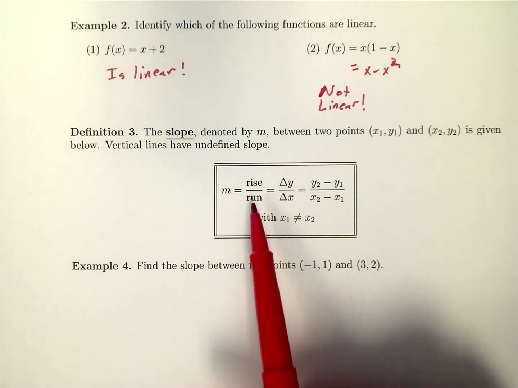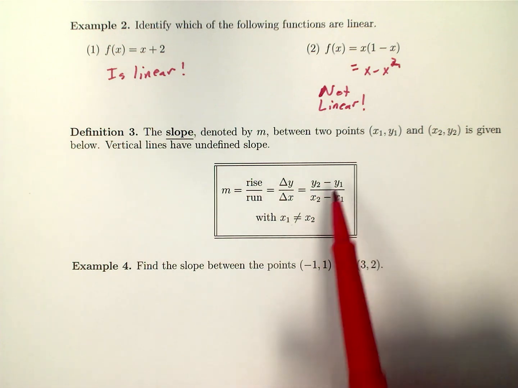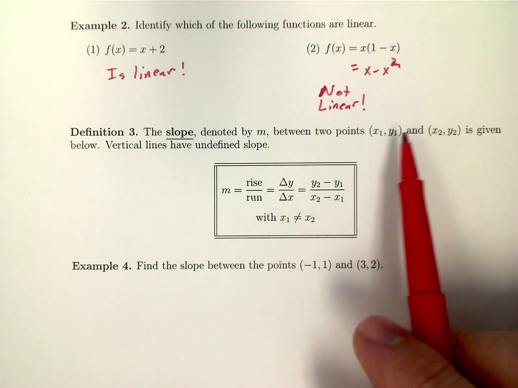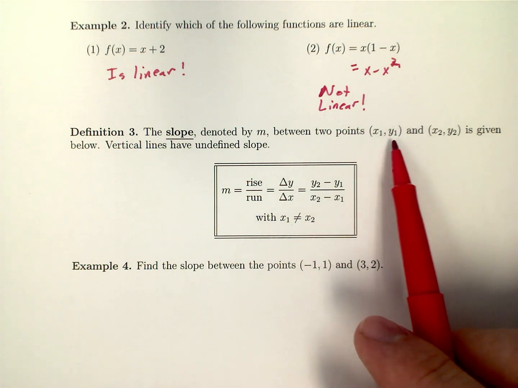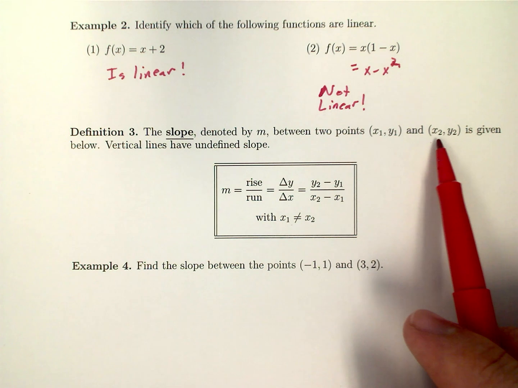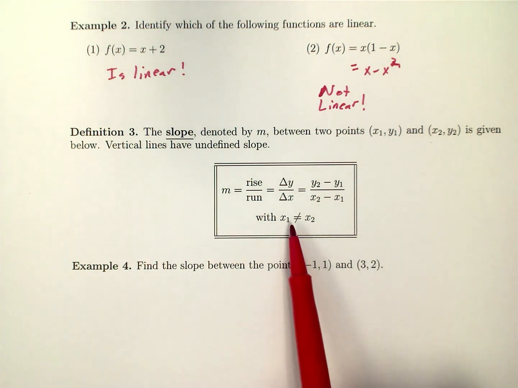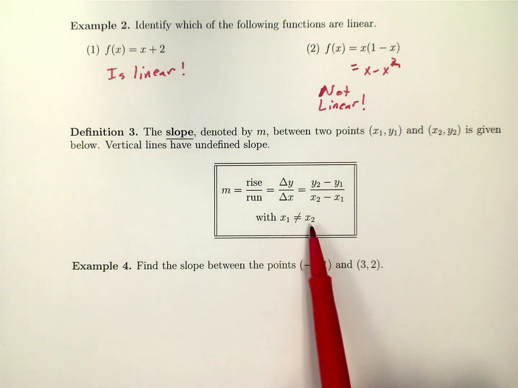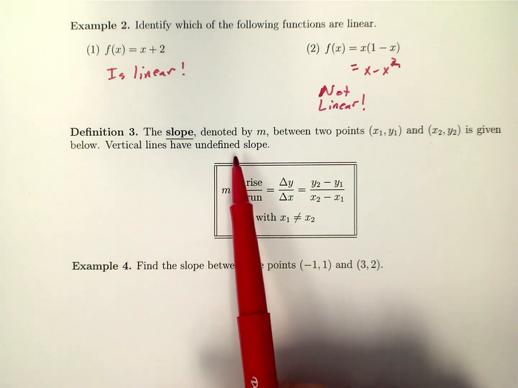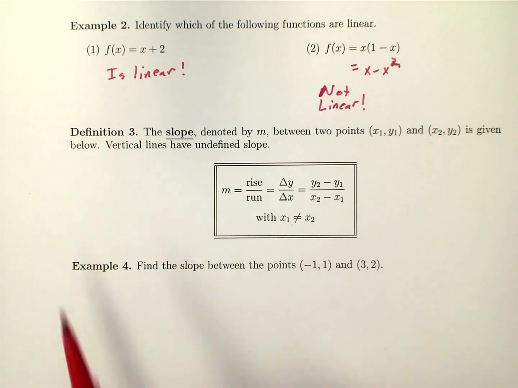We think about it as rise over run, and it's y2 minus y1 over x2 minus x1, where we have the subscripts of 1 being from one point and the subscripts with 2 being from another point. We say x1 and x2 can't be the same, otherwise we have what's called undefined slope, and that would give us what's called a vertical line.